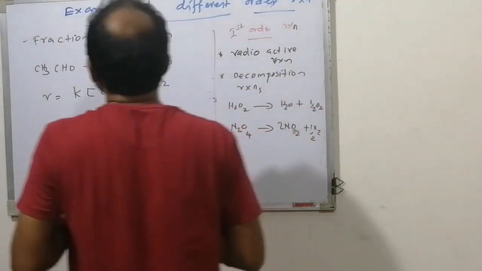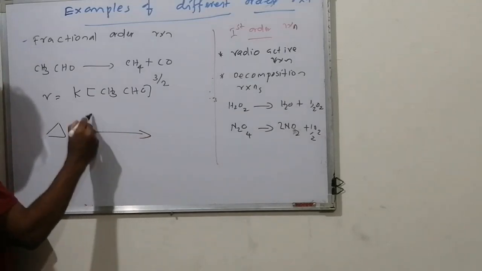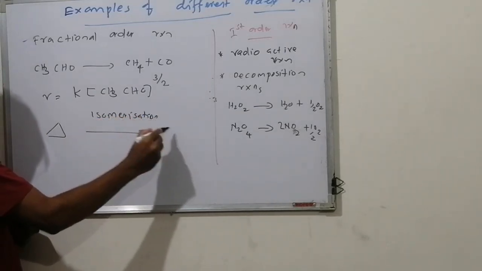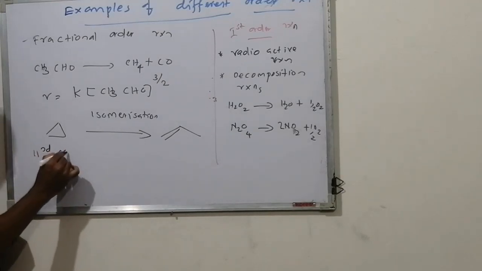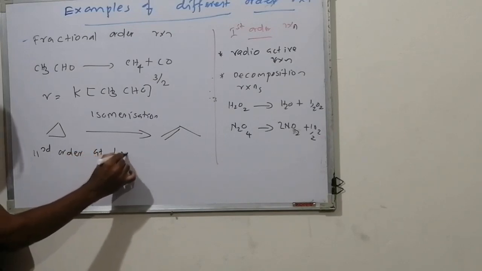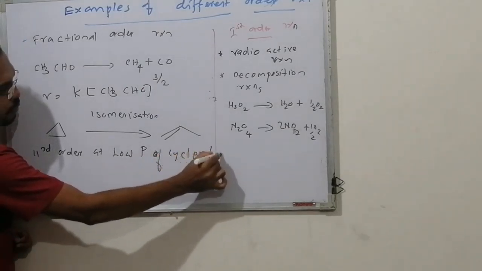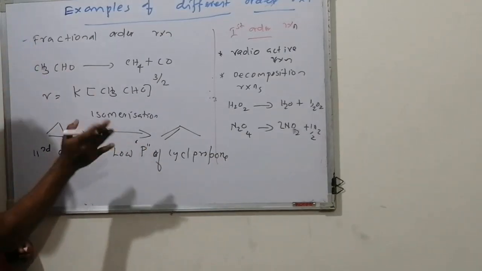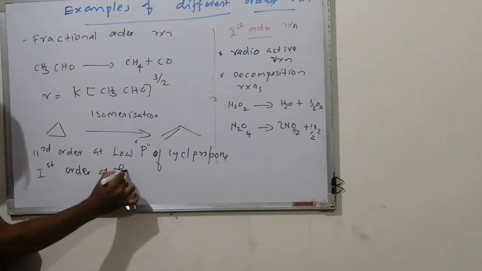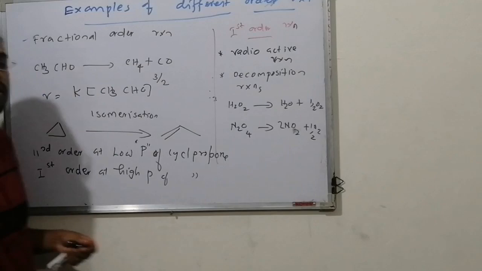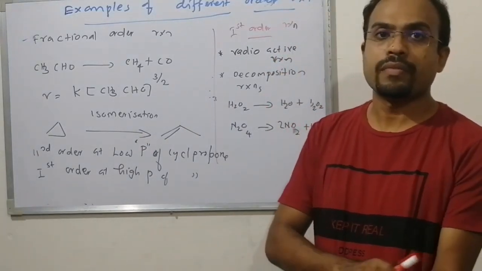Now I have said that when concentration or experimental conditions change, the order changes. There is one beautiful example: isomerization of cyclopropane, where you get propene. It is a second order reaction at low pressure of cyclopropane. When cyclopropane pressure is low, it is second order, but it is first order at high pressure of cyclopropane. This is one of the pieces of evidence that when experimental conditions change, the order will change. Fine.